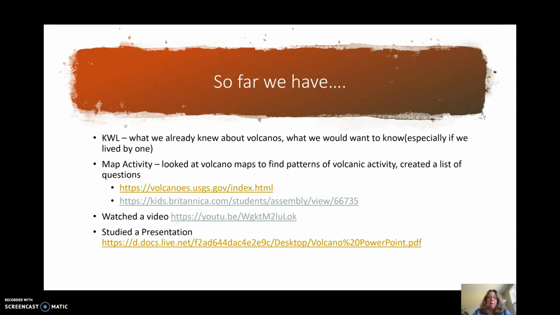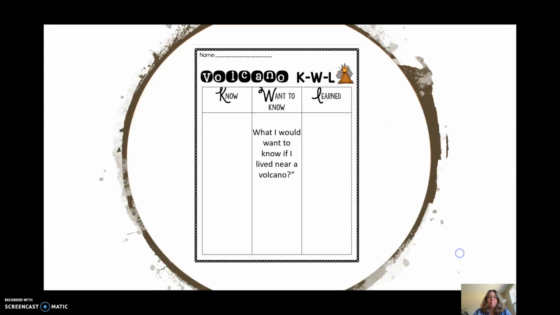And then we went to a map activity. We looked at different volcano maps to find the patterns of volcanic activity. And we created a list of questions about what we would want to know. And a couple of the maps are linked here, so if you want to go back when you're looking for your volcano you're going to do your final project on, you can go back to these maps and say, I wonder what this one is. And then we watched a really cool video, and we also studied a presentation. And I've included links to them here so that you can go back and look at them.